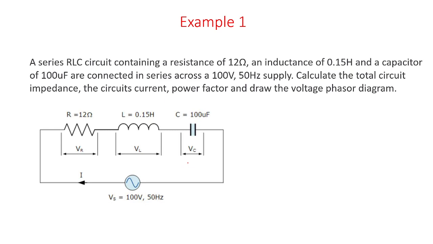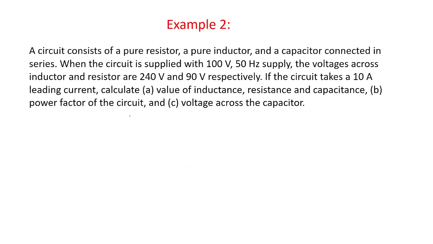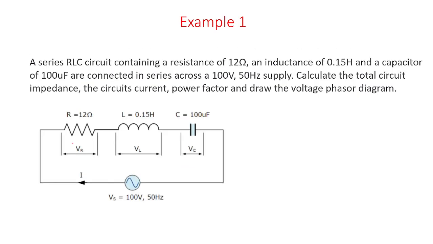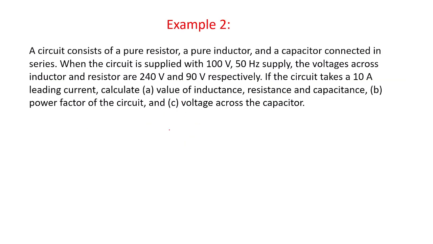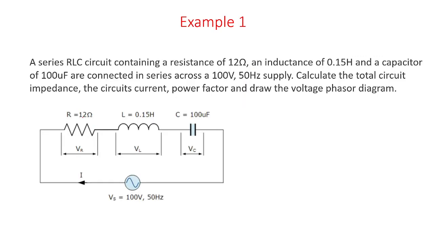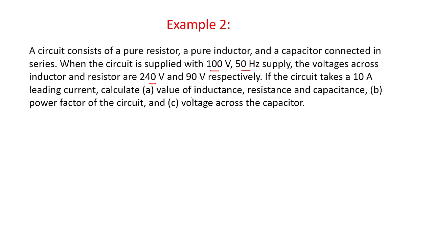Now coming to this problem, we are not given any circuit. In the previous case we were given the circuit diagram, but here we are given the voltages across the inductor and resistor instead of the values of the resistor, inductor, and capacitor. In this question we need to find the inductance, resistance, and capacitance.